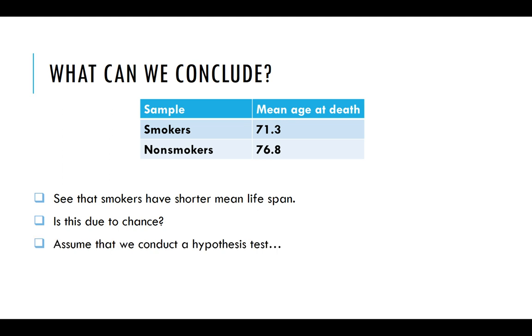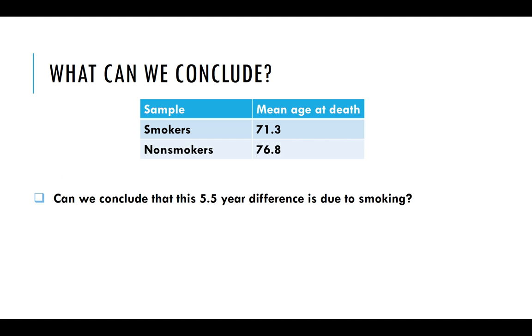So let's assume that we conduct a hypothesis test and we find that the result is statistically significant, that it's not simply due to chance. We would be able to conclude then that this 5.5-year difference isn't due to chance, but can we conclude that this 5.5-year difference is due to smoking? So we can say that the two samples have a different mean and it's not due to chance, but can we say it's specifically due to smoking? Well, the answer is no. We cannot claim a causal relationship from this.